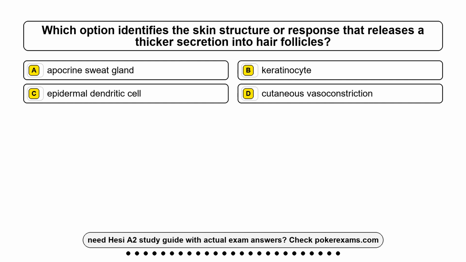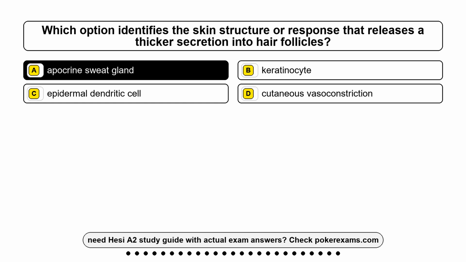Question 12. Which option identifies the skin structure or response that releases a thicker secretion into hair follicles? Option A, apocrine sweat gland. Option B, keratinocyte. Option C, epidermal dendritic cell. Option D, cutaneous vasoconstriction. The correct answer is option A, apocrine sweat gland.